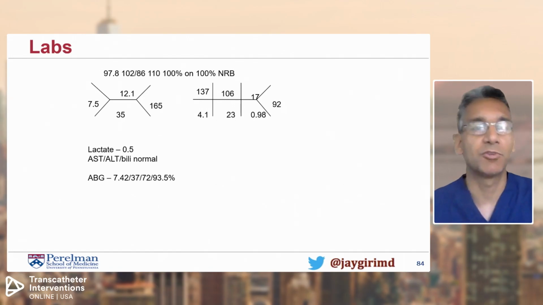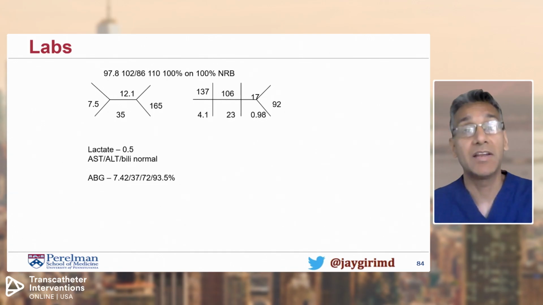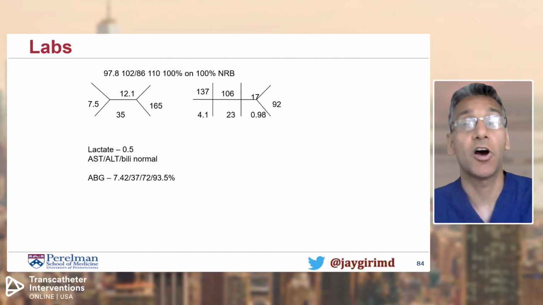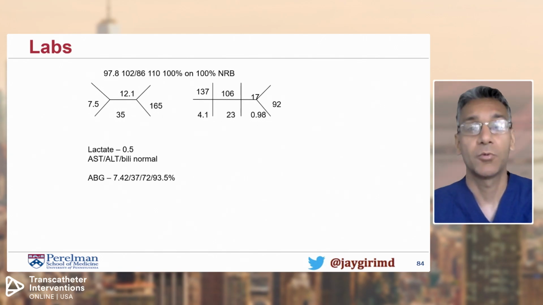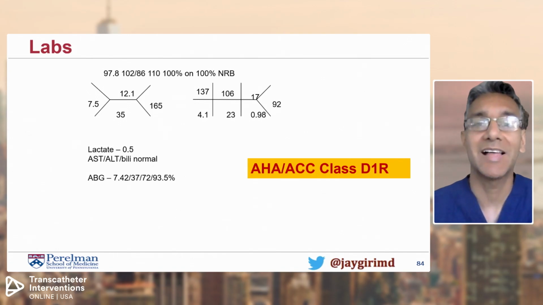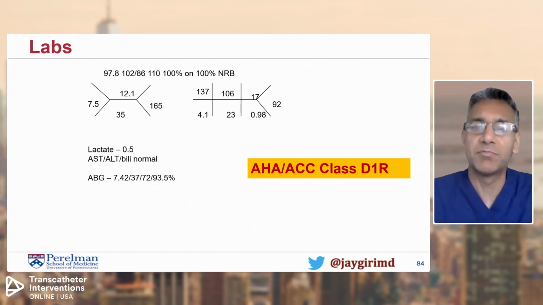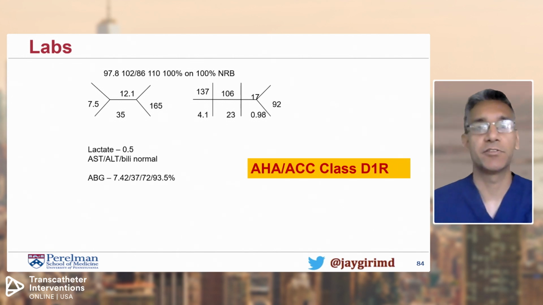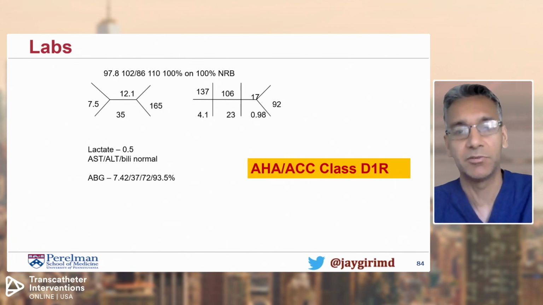There were some stat labs drawn that actually came back a little bit later. Interestingly, his lactate remained normal, but his respiratory status, to Greg's point, was very destabilized on 100% non-rebreather now. So what's happening there in terms of where he stands? Now he's what I would call a class D1R. He basically experienced brief syncope, not truly an arrest, but he has a respiratory modifier with that 100% non-rebreather. So he's moved up the scale from a C3 to a D1R.